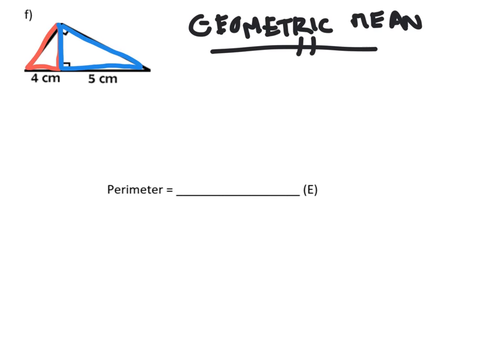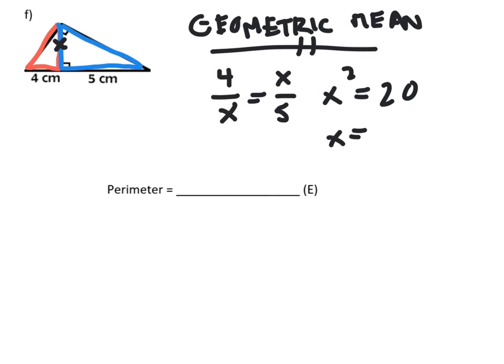And when you set up a proportion, let's give this the x value, it would go as follows. The 4 in the red goes to the x in the blue, as the x in the red goes to the 5 in the blue, and you get x squared equals 20, and we get x equals the square root of 20. Now that becomes your height, and now we can work from there.